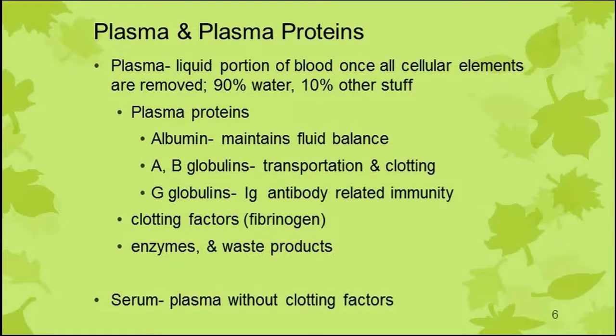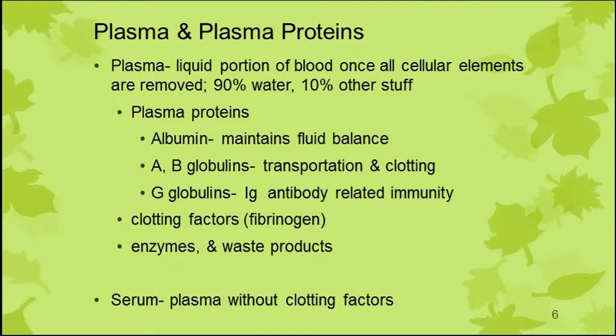Okay, the next section we're going to talk about is plasma and plasma proteins. Of course, you know that plasma is just the liquid part of the blood once all of our other blood cells are removed. Plasma is about 90% water and about 10% what I call other stuff. And the other stuff is made up of plasma proteins, okay? And that's going to be your albumin. Y'all know what albumin is. It's a protein, helps to maintain fluid balance.